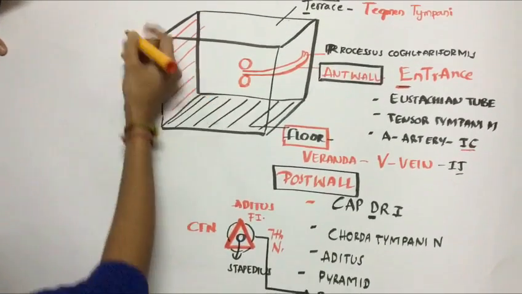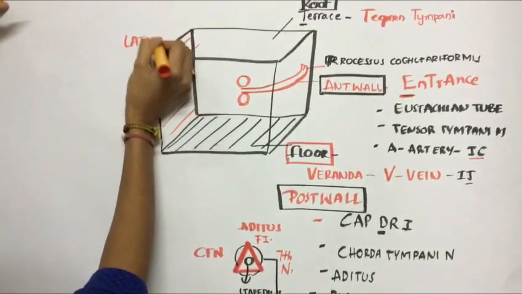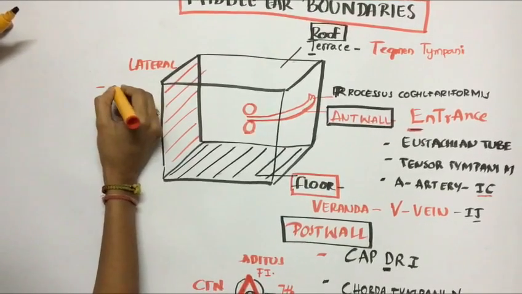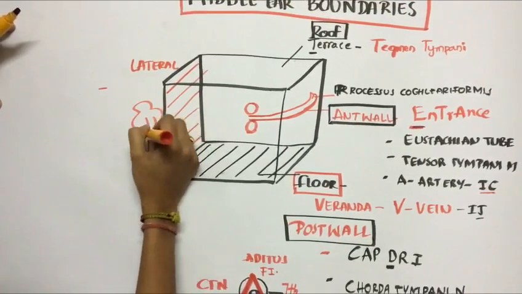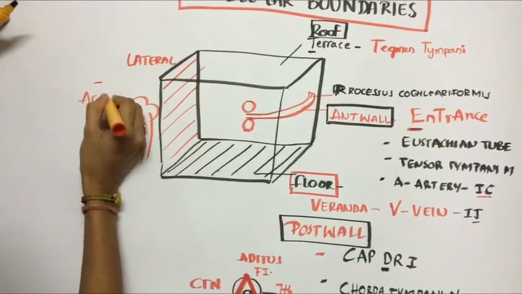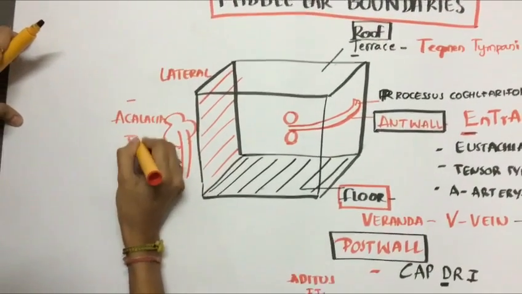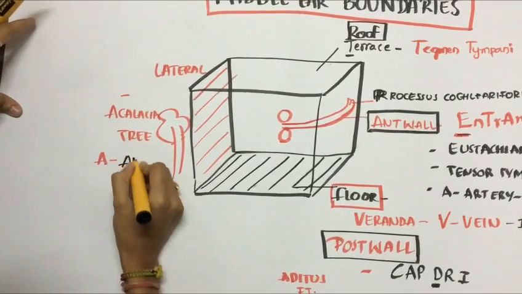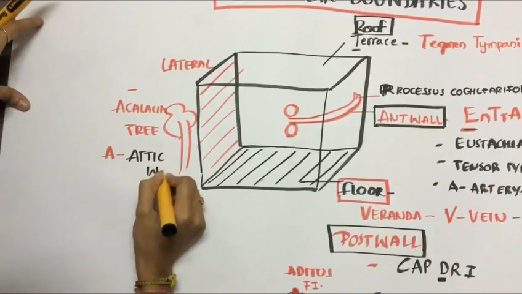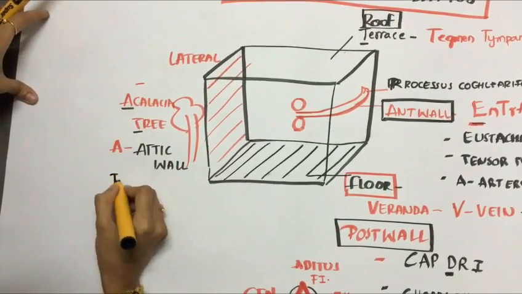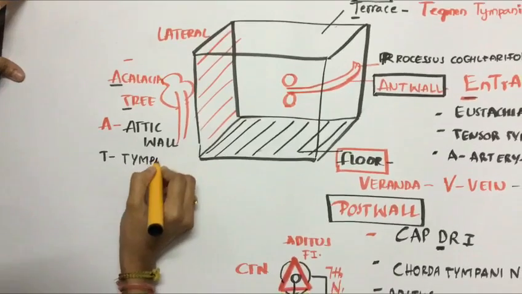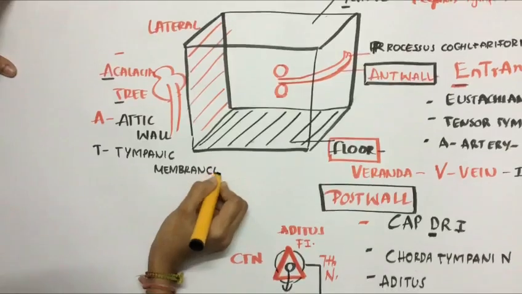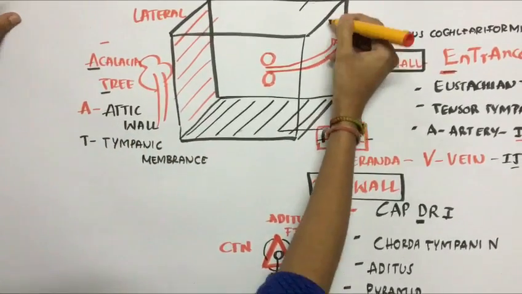Coming to the lateral wall, just remember, on the lateral side of the house there are acacia trees. Acacia tree. A for bony wall of the attic, the bony lateral wall of the attic. T for tympanic membrane. And next comes the medial wall.